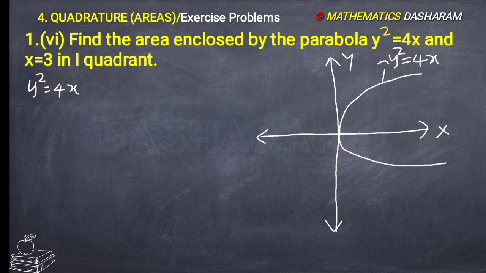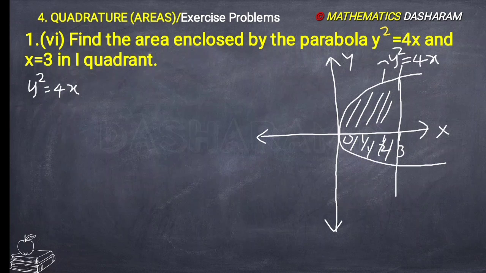Next, x equals 3. X equals 3 means here 0, 1, here 2, here 3. From here we can draw one straight line parallel to the y-axis, and here we can shade above the x-axis and below the x-axis. Am I right?